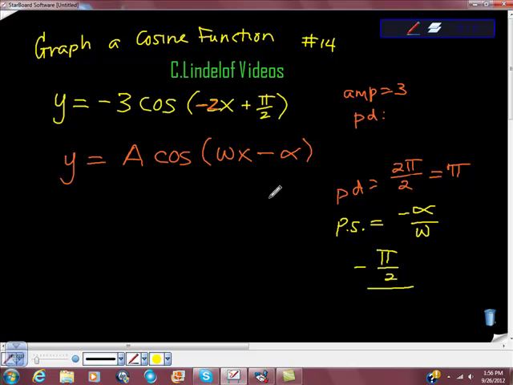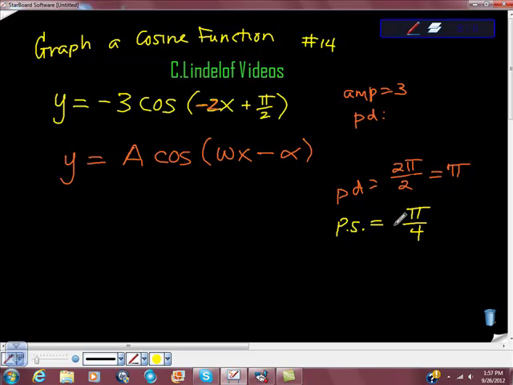Over omega, and omega in this case is negative 2, so over negative 2. A negative over a negative is positive. This is a complex fraction, so we'll take this and multiply it by its reciprocal, so we'll have pi halves times what? Good job. Times 1/2 is pi fourths. So pi fourths.